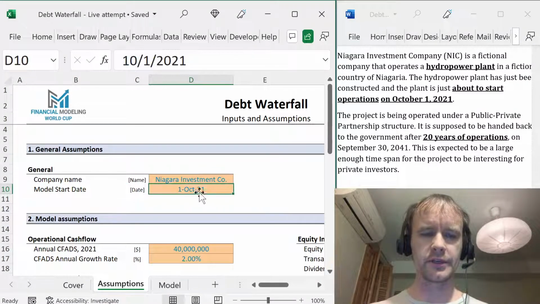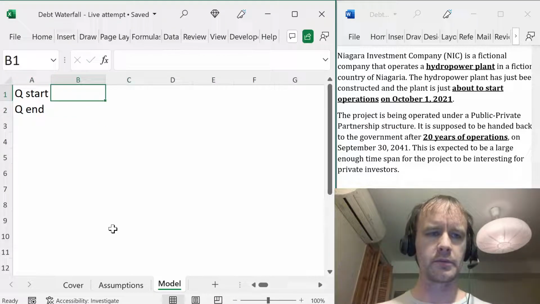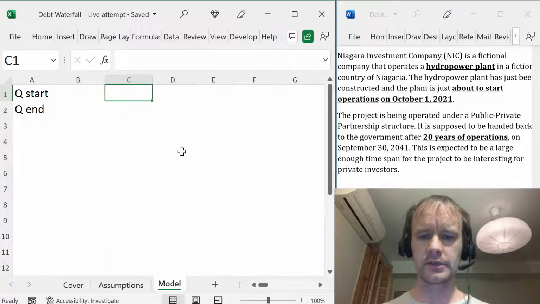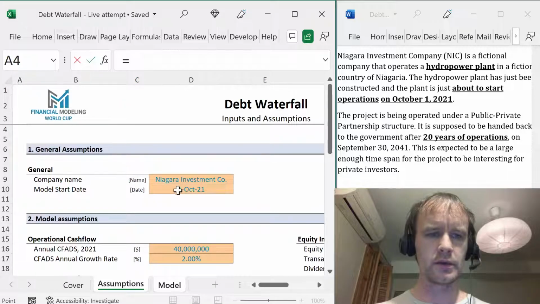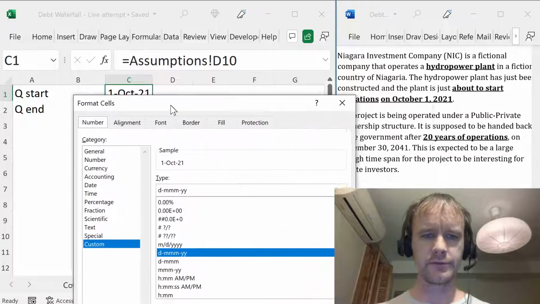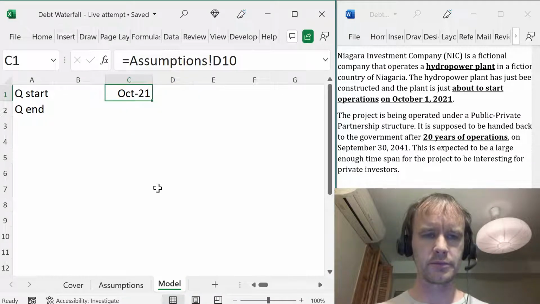So first thing is we've got model start date, and we want to do 40 quarters starting from there. So I'm just going to put in a quarter start, with a T, and a quarter end. I'm going to leave one blank column to put in kind of helpers and other things like that. So I'm going to put my first start date there, and just in the interests of squeezing everything in, I'm going to drop the day and just show the month so I can make it a little bit smaller.